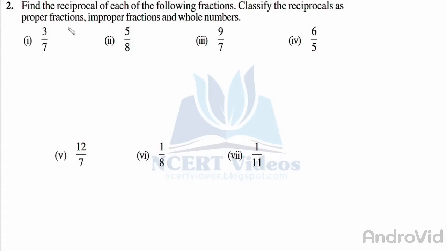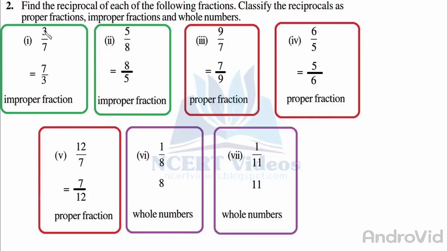So let's do it. The first one is 3 over 7. Now we got to flip it, so it becomes 7 over 3. It is an improper fraction because numerator is greater than denominator. Second, 5 over 8. Flip it, 8 over 5. Then it is again improper because numerator is greater than denominator.